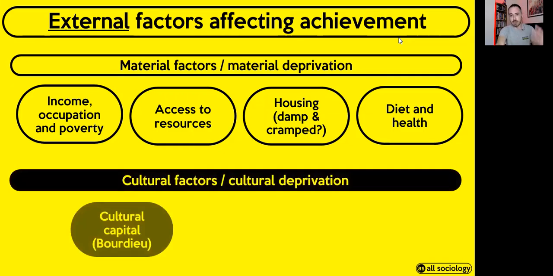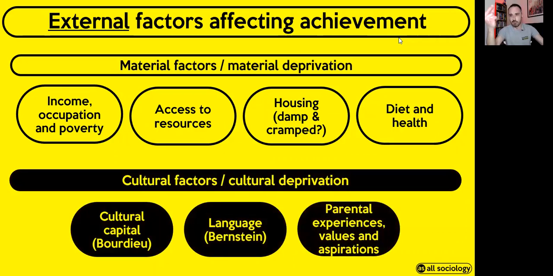Okay, so there we go. We've got some material factors there. Remember, all things you can touch. Now, these are cultural factors. These are things you can't touch. Okay, so that's the big difference. Material, you can touch it. Cultural, you can't. And when we say someone is lacking these things, we would use the same kind of phrase, but instead of talking about material deprivation, we'd argue it is cultural deprivation.